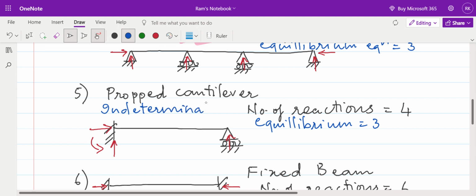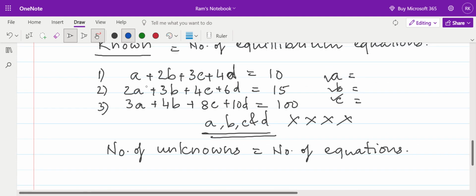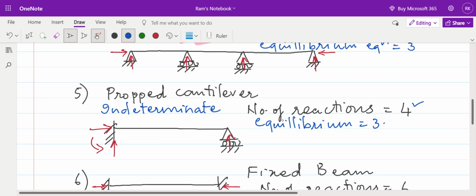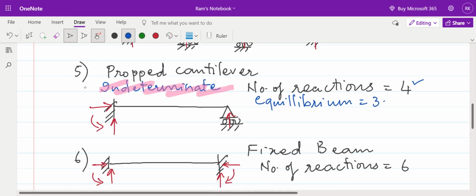Indeterminate, because this is as good as solving four unknowns using three equations. Just like this, we have seen that a plus 2b plus 3c plus 4d equal to 10, 2a plus 3b plus 4c plus 6d equal to 15, and 3a plus 4b plus 8c plus 10d equal to 100. We cannot find the value of a, b, c and d. Same is the case over here. So this structure is also termed as an indeterminate structure. So the propped cantilever is an indeterminate structure since the number of reactions is more than 3, and the number of two-dimensional equilibrium equations available at our disposal is 3.